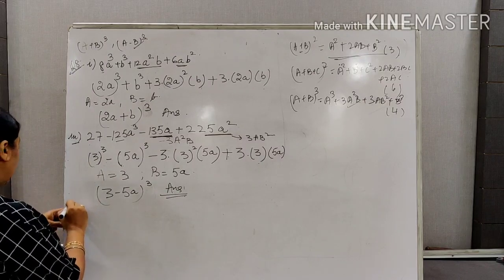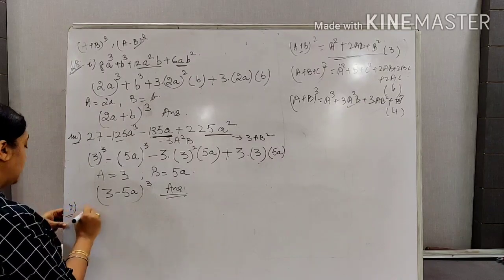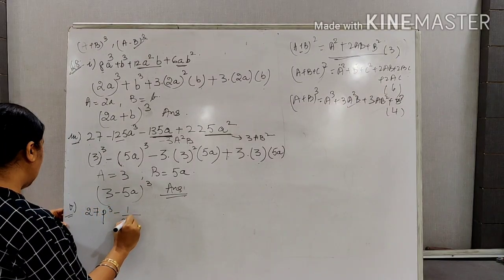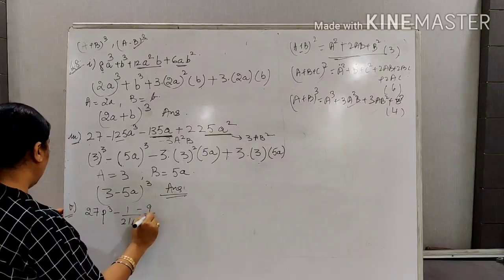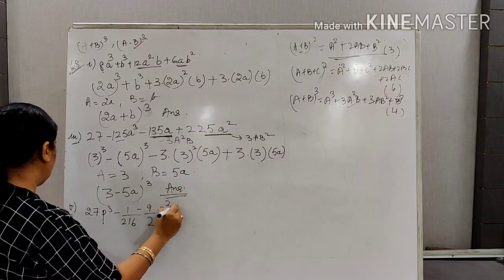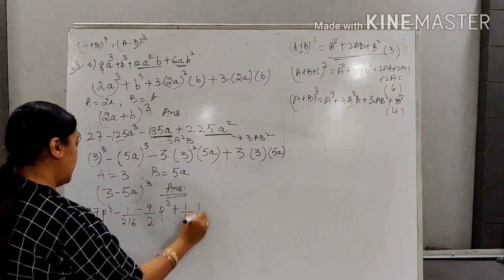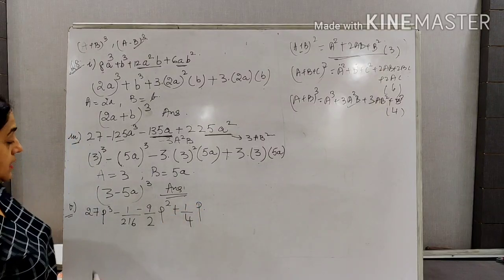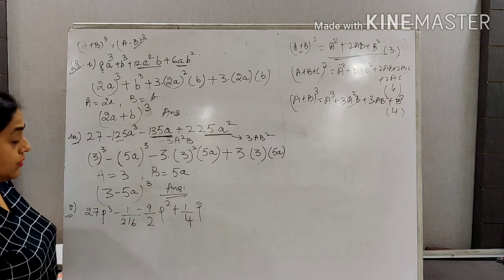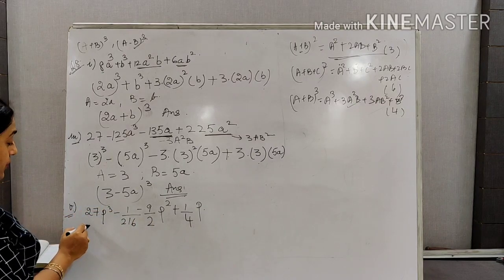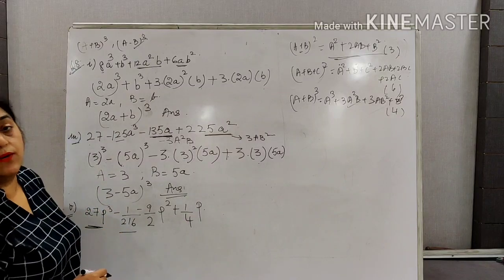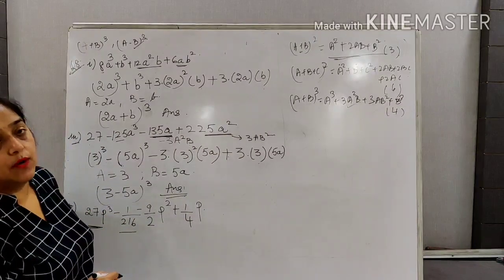Now I am taking the 5th part, question number 8 itself. The question is 27p cube minus 9 by 2 p square plus 1 by 4 p minus 1 by 216. I hope with this question the topic will be very clear to you. Again, let us observe the question. It has 4 terms. Out of 4 terms, we have 2 terms containing cube. It is p cube and 216. 216 is the cube of which number? It is the cube of 6.